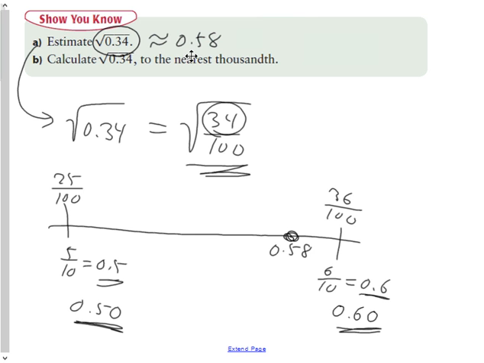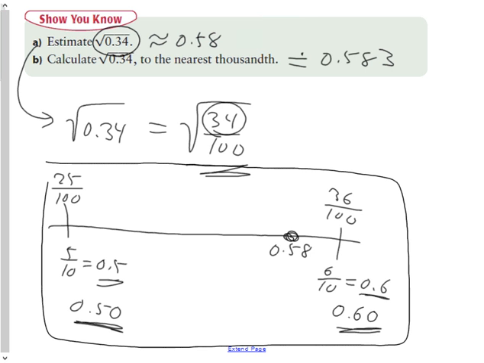So my answer will be approximately equal to 0.583. Now, judging by what we estimated with the number line, and judging by what we calculated with the calculator, our estimation using a number line and our calculation using a calculator were fairly close.